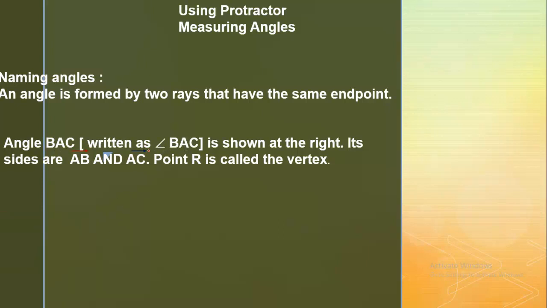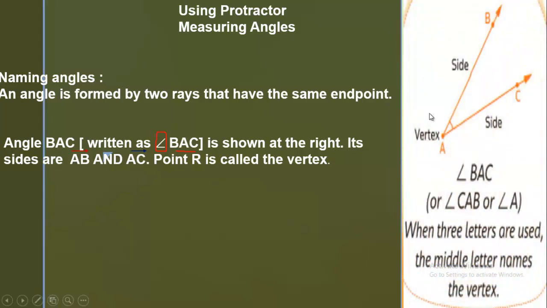This is the symbol for an angle. We can call it angle BAC. We name that angle BAC, as shown at the right. Its sides are AB and AC. Where is this shape now? This shape here, we have AB and AC. This ray is called AB and this ray is called AC.